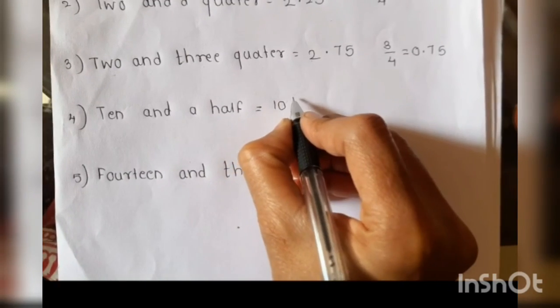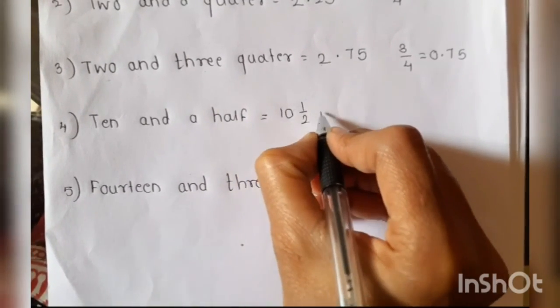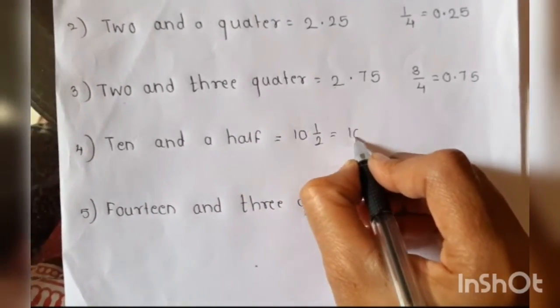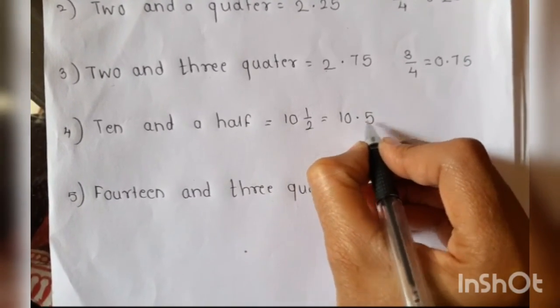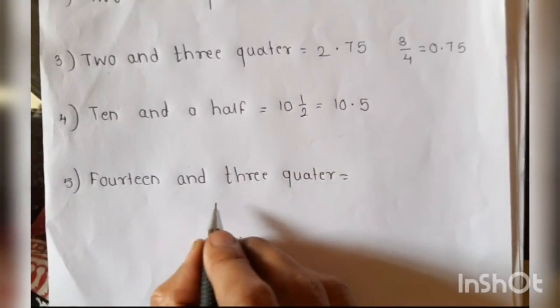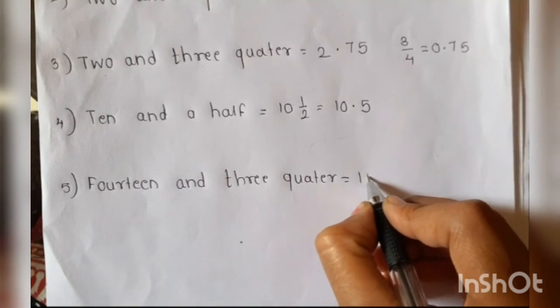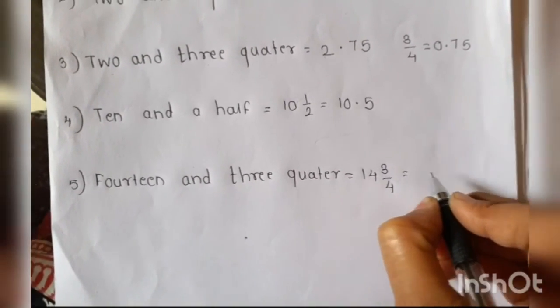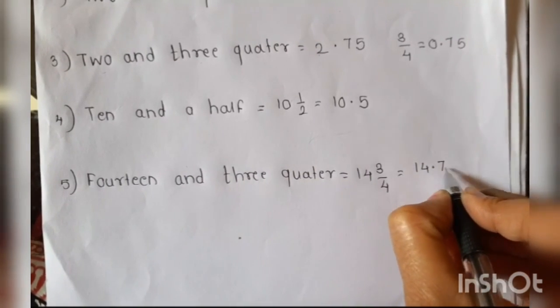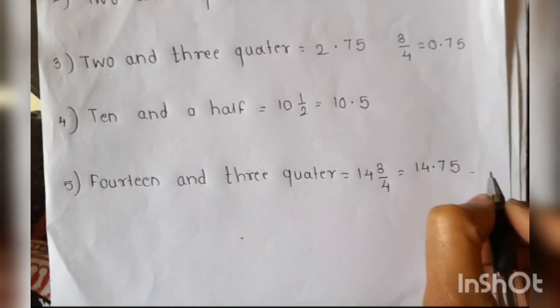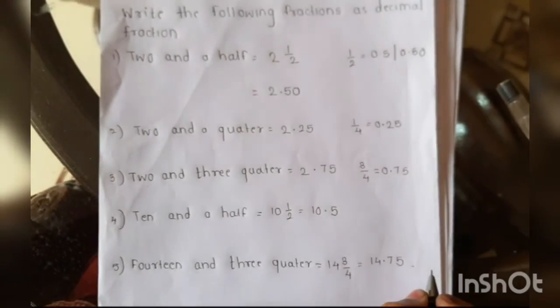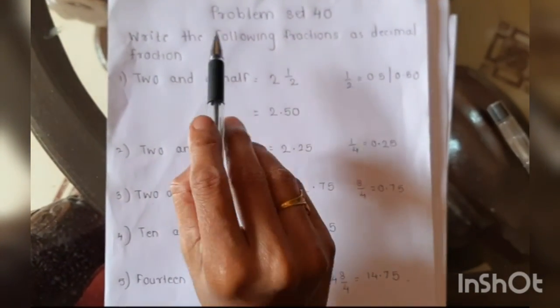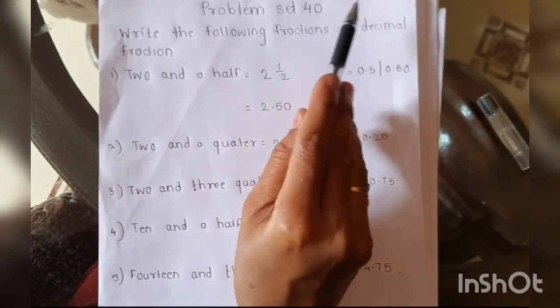10 and a half. Half means 0.5. So 10.5. 14 and 3/4. 14 and 3 upon 4 is equal to 14.75. In this way, you will solve your problem set 40.